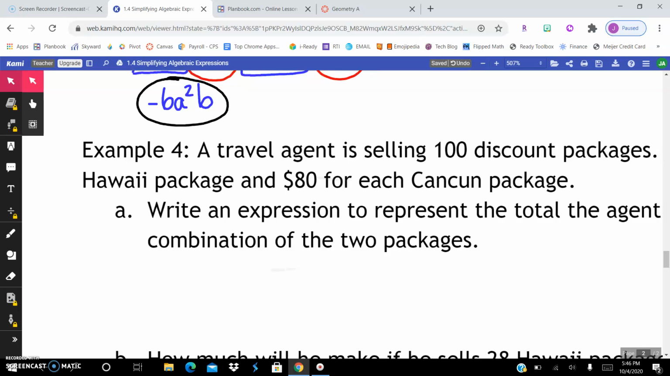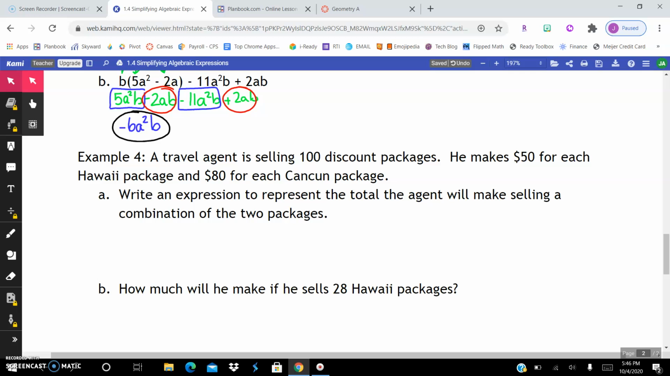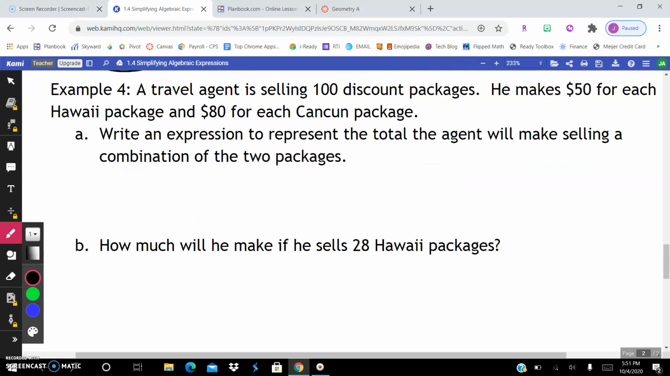Example 4 says that a travel agent is selling 100 discount packages. He makes $50 for each Hawaii package and $80 for each Cancun package. Write an expression to represent the total the agent will make selling a combination of the two packages. If he were to sell all 100 discount packages to go to Cancun, that would be a total of $8,000 because 100 times 80 is 8,000. So that's the most that he could make.